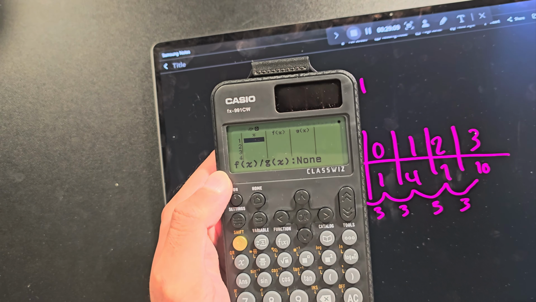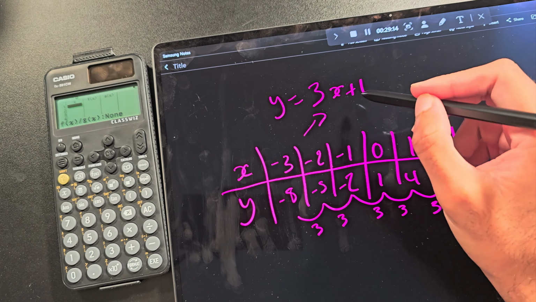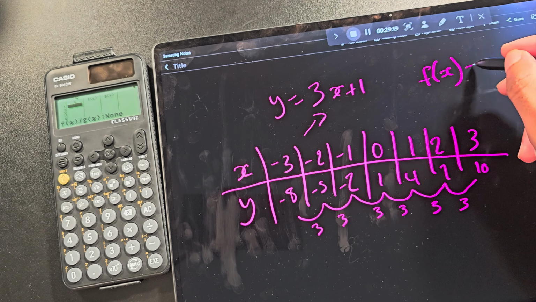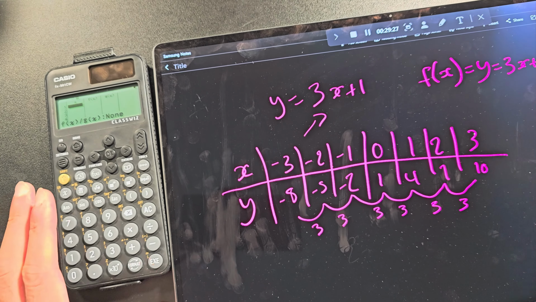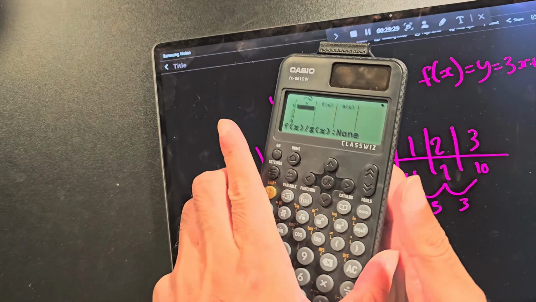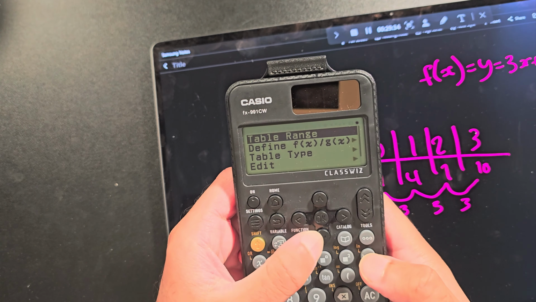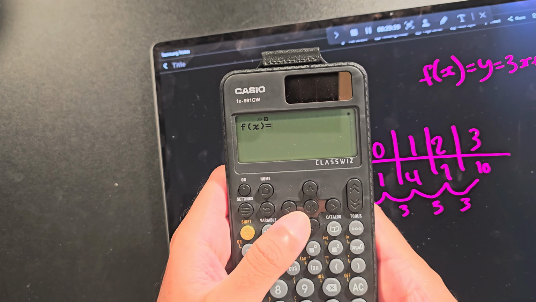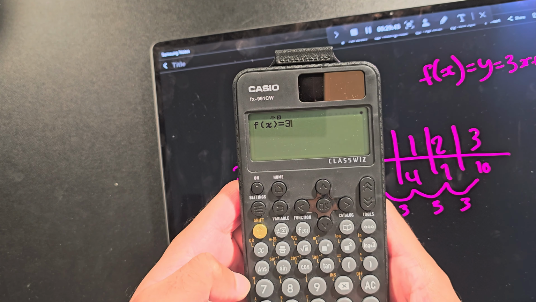So f of x just means the function of x. Now here, the function is y equals 3x plus 1. So f of x, the function of x, is literally what y is, which here is 3x plus 1. We are only dealing with 3x plus 1, so we can ignore the g of x, which is for if you're dealing with two functions. So we can go here and define what f of x and g of x are. Let's define f of x, put it into the equation. So it's 3, and then it's x that we are using.